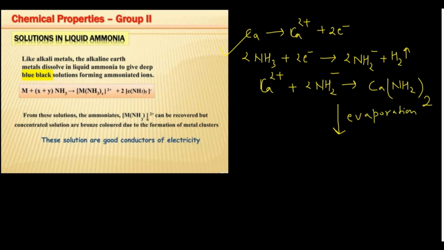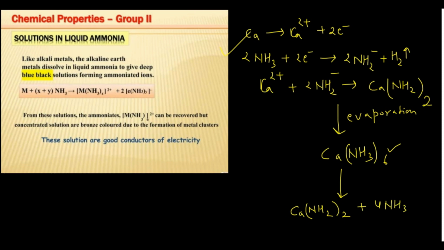So when evaporation occurs, this converts into M(NH3)6. This compound is formed, and it slowly decomposes into metal amides like M(NH2)2. Since I have used calcium here, I can replace M with calcium. Here ammonia will liberate, 4NH3, and hydrogen gas.